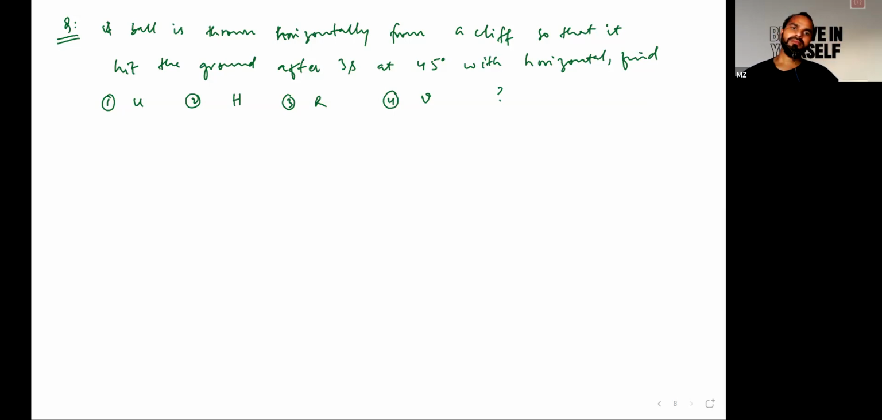First of all, just see in the question. This 3 seconds is nothing but the time of flight, and this is theta at which the body has dropped or fallen to the ground. So using it, use the previous equations and try to obtain the rest.